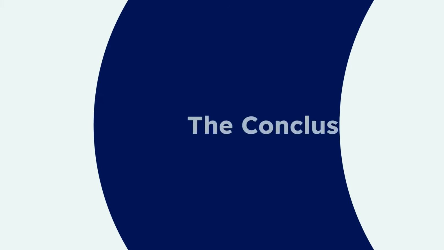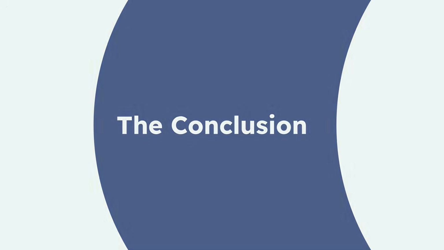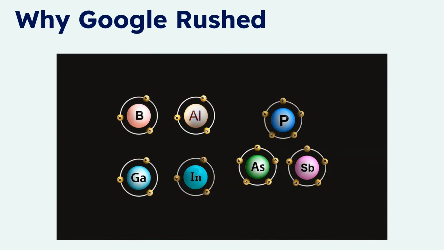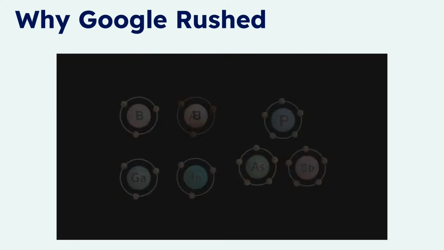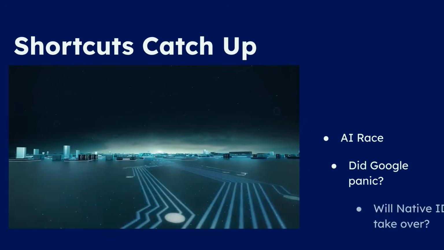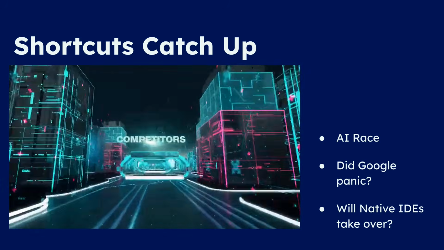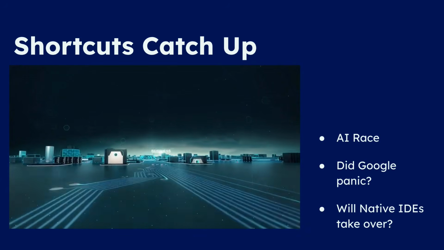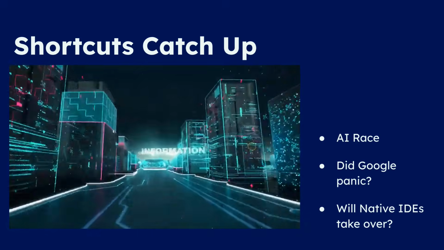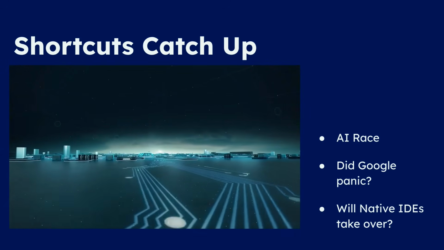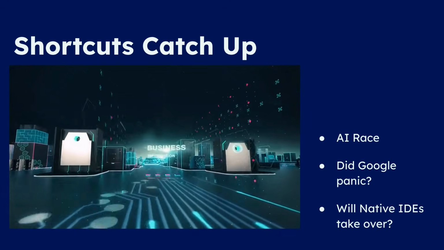So why didn't they take the time to build it right? It seems Google lacked confidence, or more likely, they panicked. The AI race was moving too fast. Instead of having the foresight to lay a new native foundation, they rushed by piggybacking on Microsoft's VS Code architecture. Because of this heavy baggage, Antigravity is going to be under constant threat from newer, more efficient native IDEs. Shortcuts catch up with you.